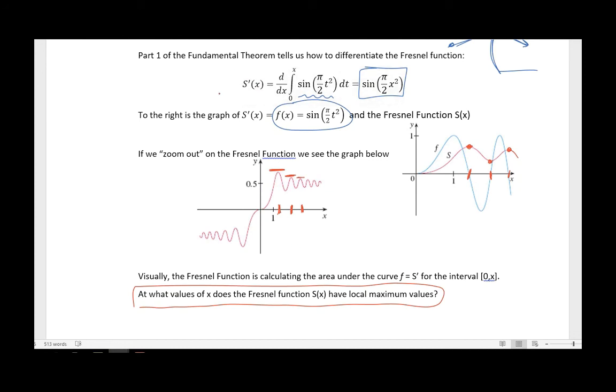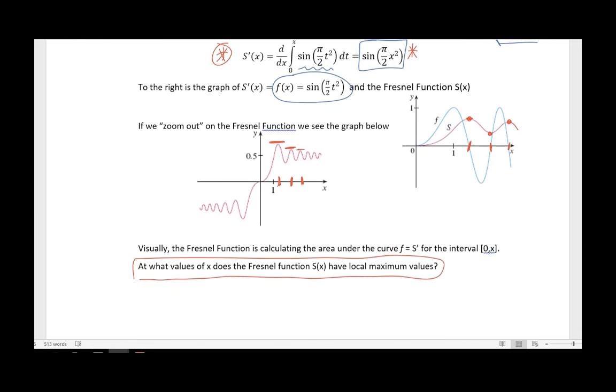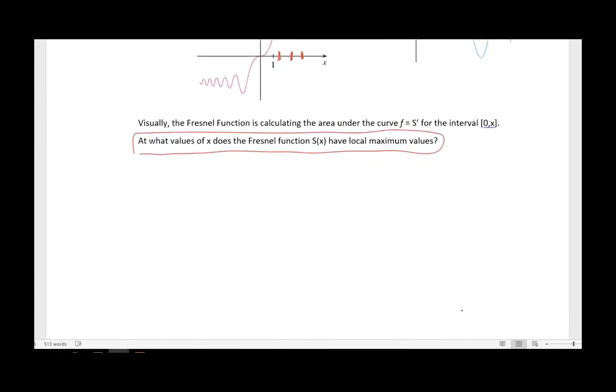So if we're finding the max or min values of the Fresnel function, we're taking its derivative. Here's the derivative of the Fresnel function, and it's this guy right here, sine of pi over 2 x squared. So I need to set this derivative equal to 0. I'm going to take sine of pi over 2 x squared and set it equal to 0. So when does the sine equal 0?